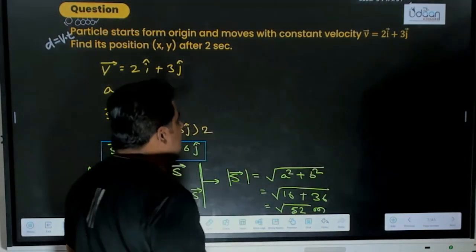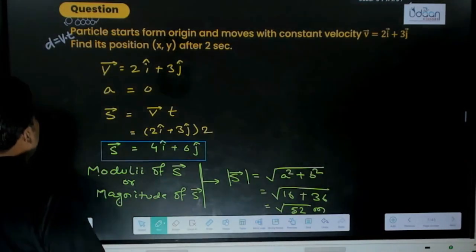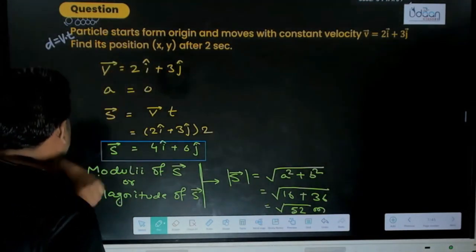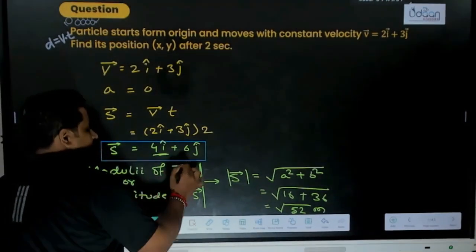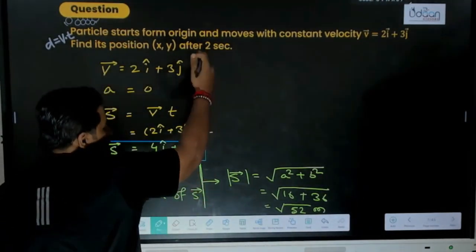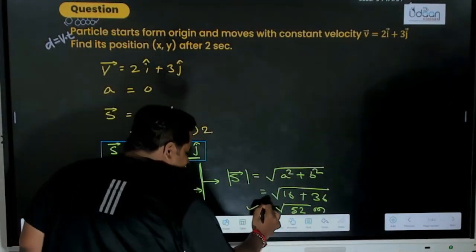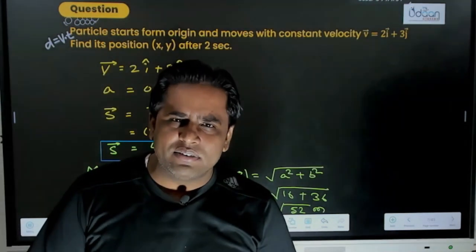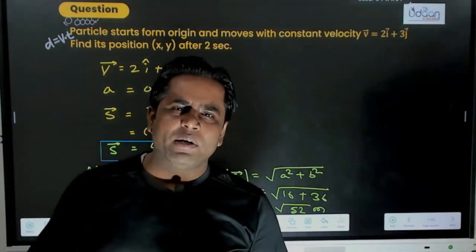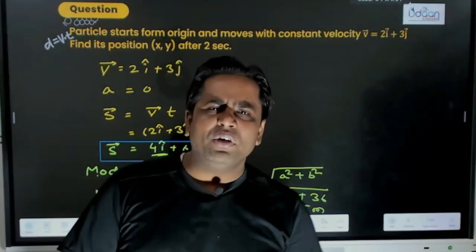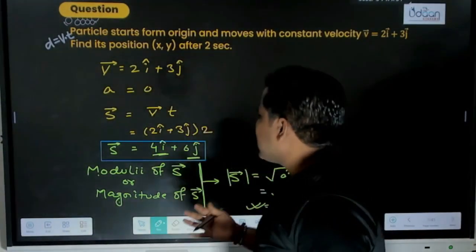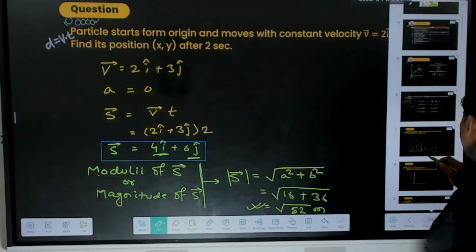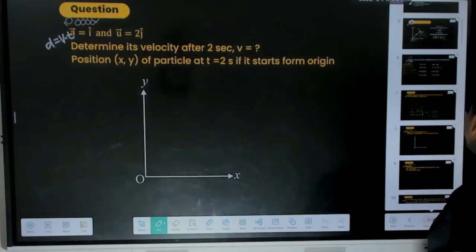So this is the magnitude of the displacement, and if they ask you what is the position x comma y after 2 seconds, this is the x part, this is the y part. If they ask you to find the magnitude, this is the magnitude. What else can they demand? They cannot demand anything further, so we need not worry about these kinds of questions. Let us move ahead with a different concept and the next part.